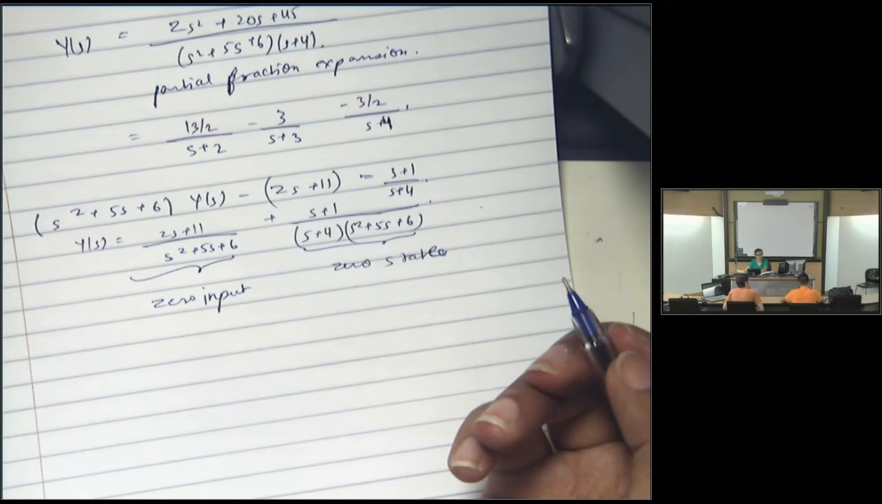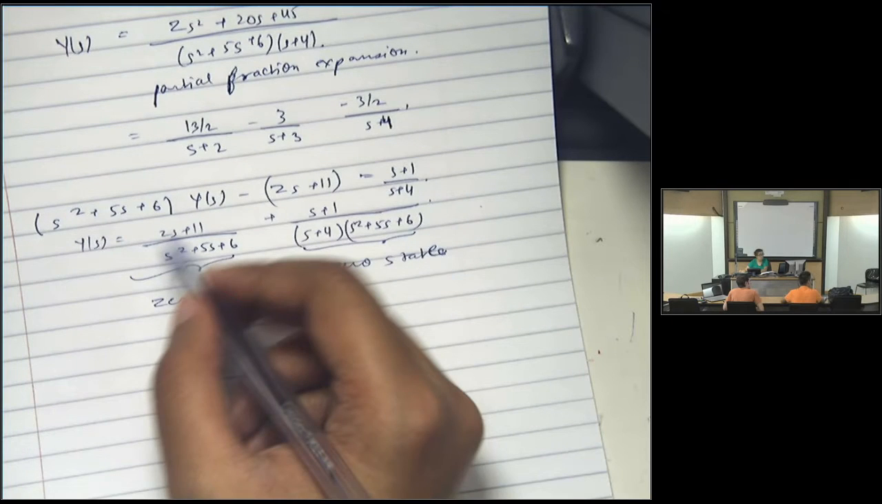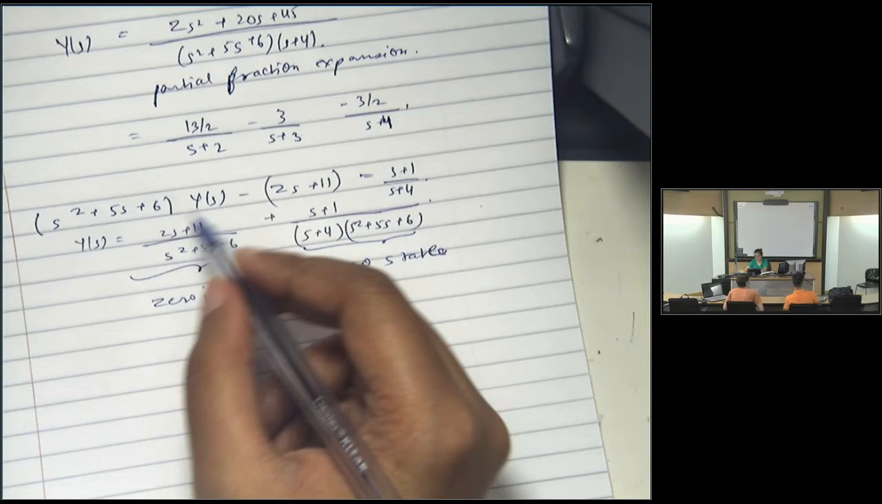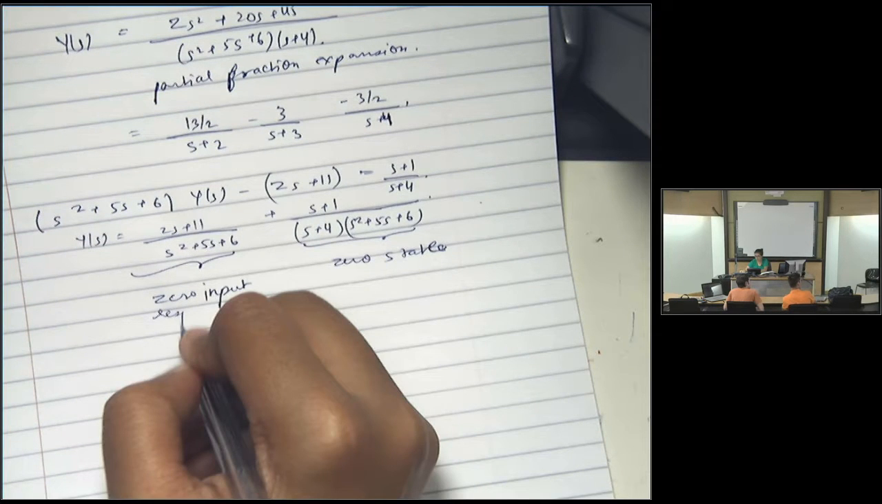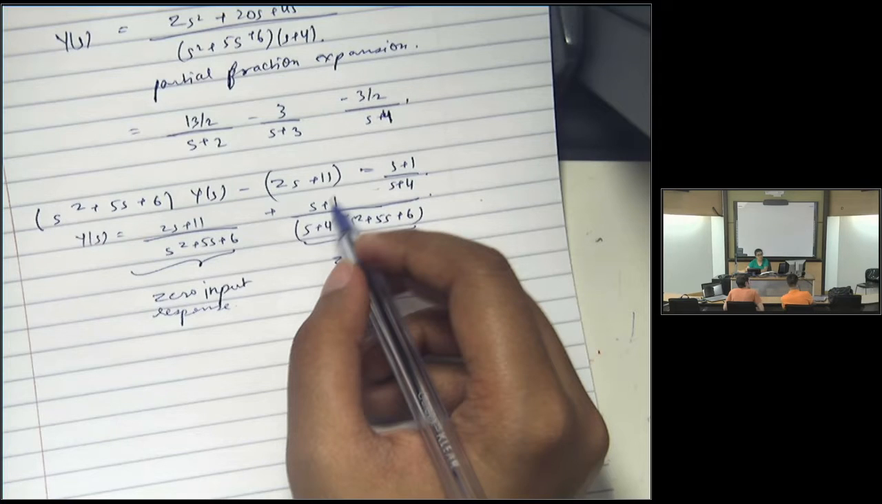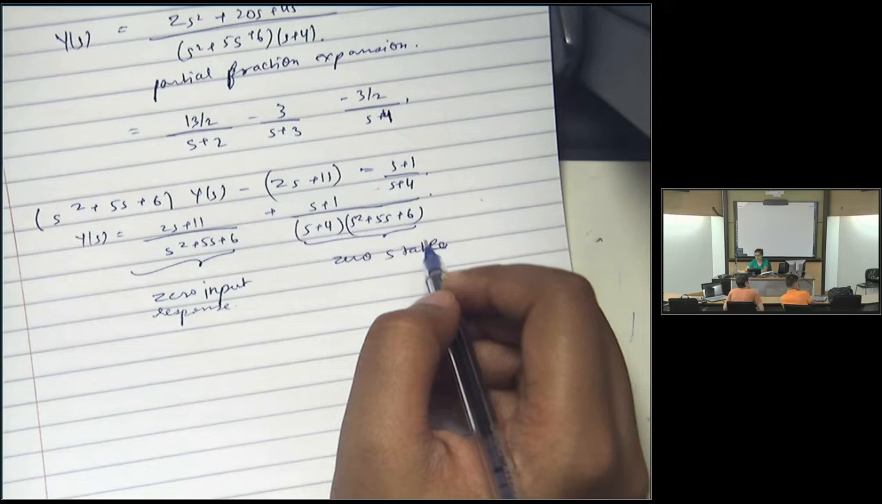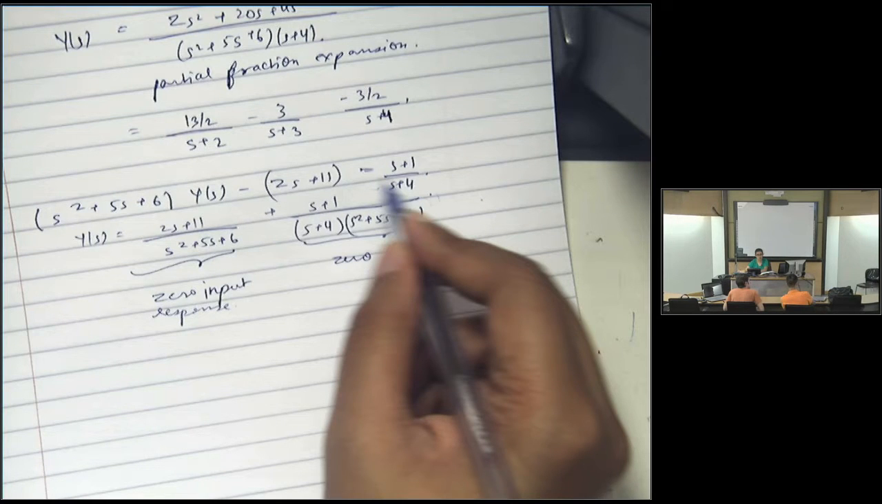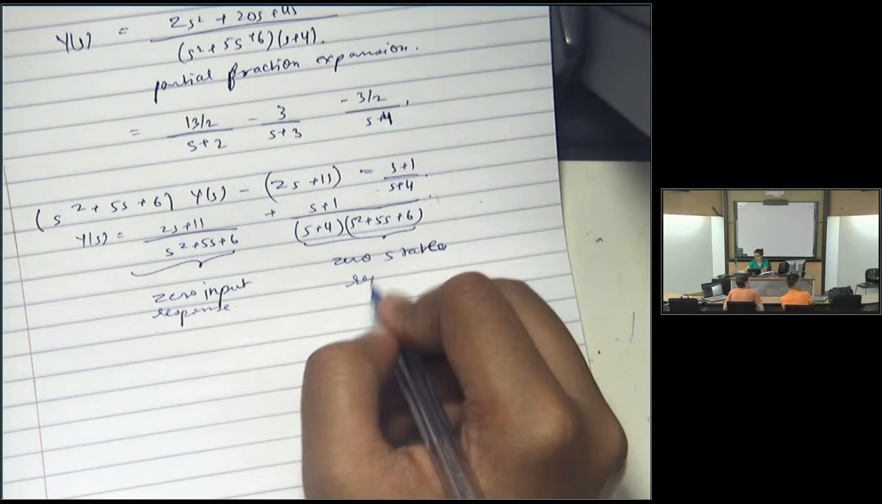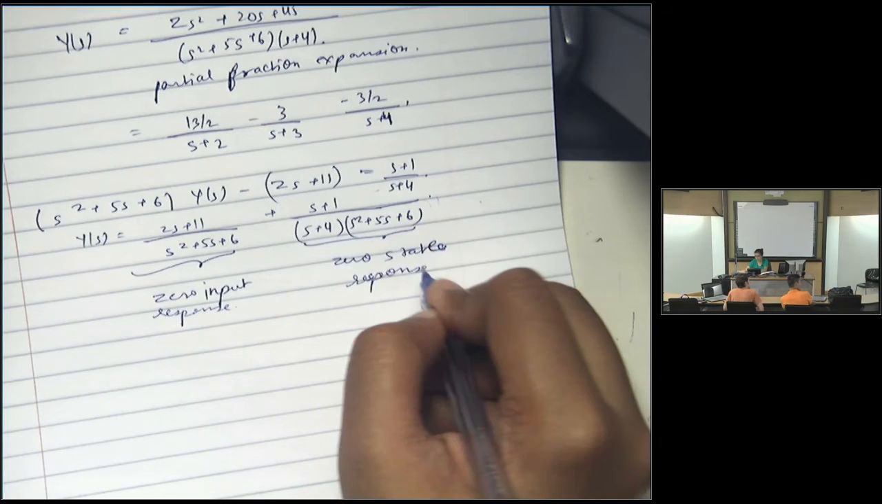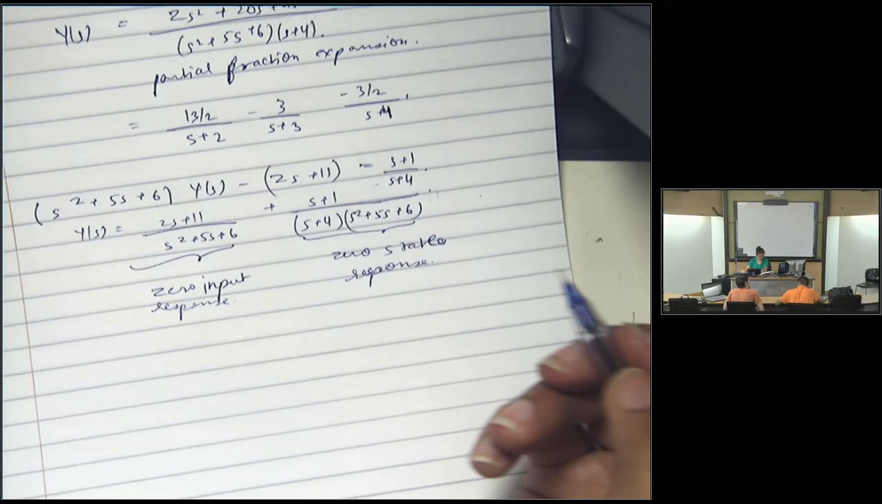Everyone understands how we got it? Because this first term is only because of our initial conditions. It's not because of our input. That's why it's the zero input response. And the second one is only because of the x(t) that I'm applying. There's no component of initial conditions in this part of the response. So here we have a zero state response. Make sense? Alright.